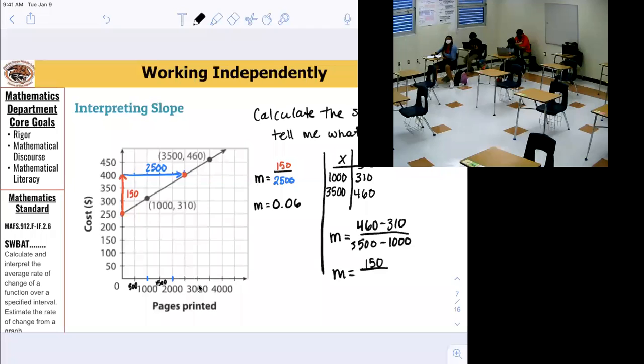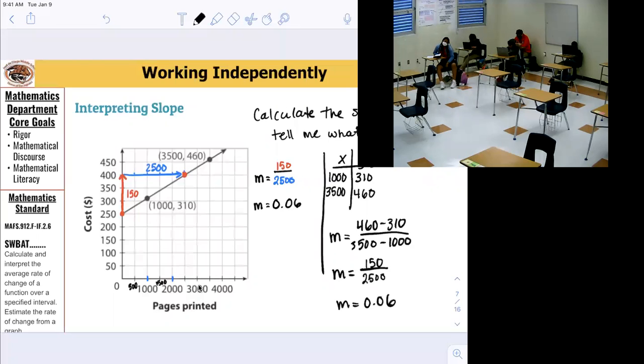And then 3,500 minus 1,000 is 2,500. Oh, look, I have the same numbers that I had when I did rise over run. So when I divide, I also get 0.06. So again, both ways work. If you want to do one way and then check yourself by doing it the other way, that's always a good idea because you should get the same answer.